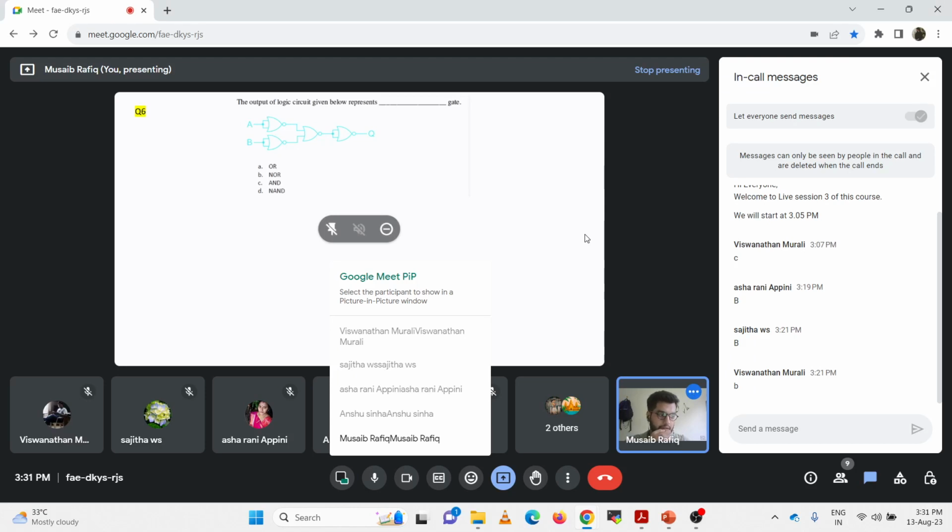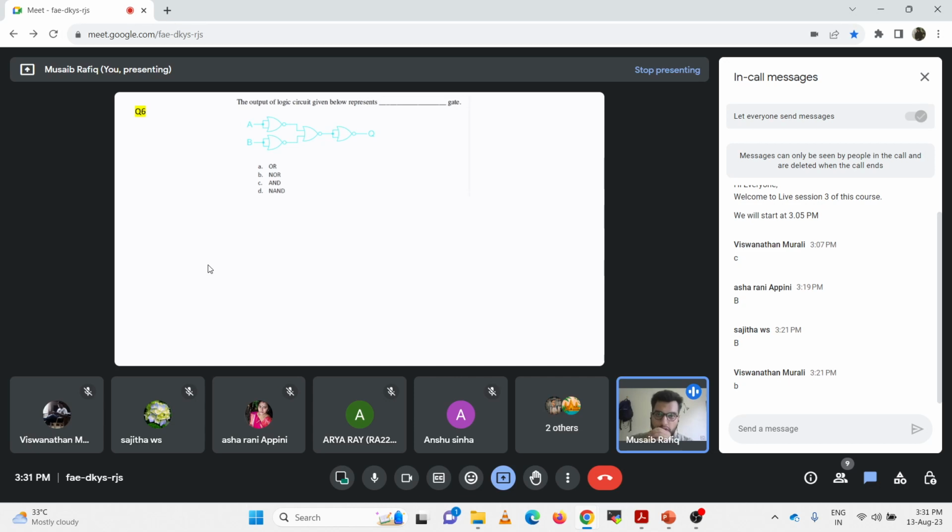Now I have this question, question number 6. The output of the logic circuit given below represents which gate. I would like you guys to do this question first. It's not a difficult question, it's pretty easy and won't take that much time. I'll give you just 2-3 minutes. You first solve it and then I'll show you the solution. You have to simplify this circuit and tell which gate it represents. When you are done, you can type your answer in the chat box.